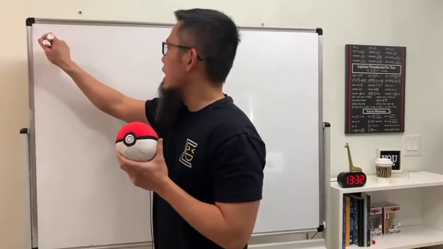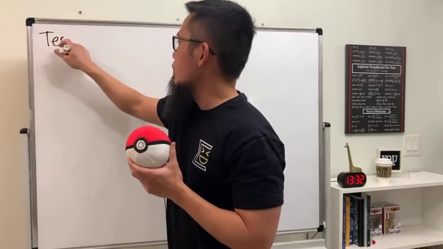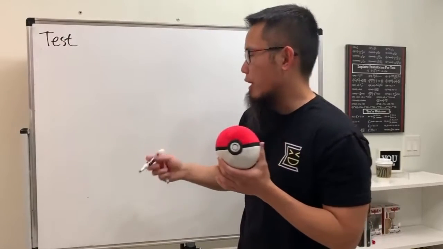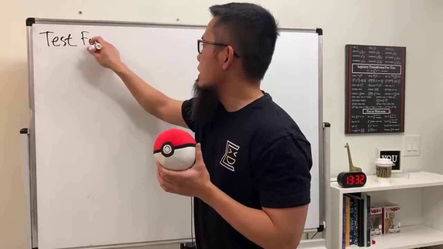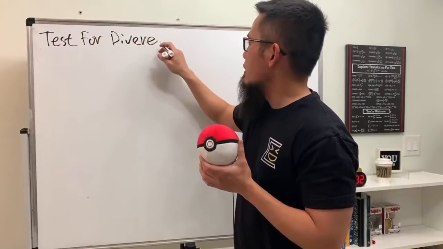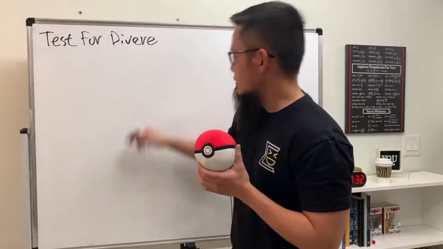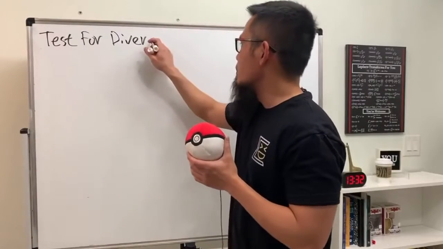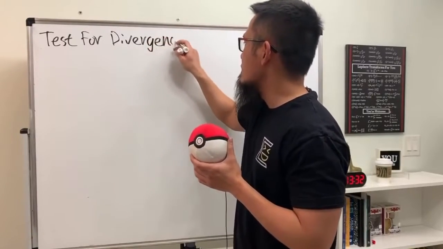The first thing is test for divergence. So let me just write this down here for you guys. This is just like the preview of what we are going to cover, right? So test for divergence. This is the first one. And again, we are going to compare the difference between the convergence of a sequence and a series, right?